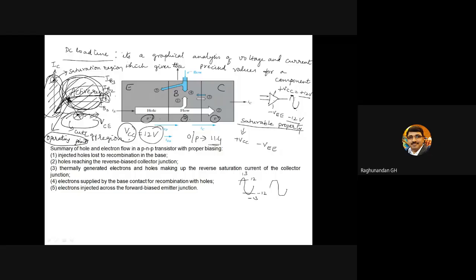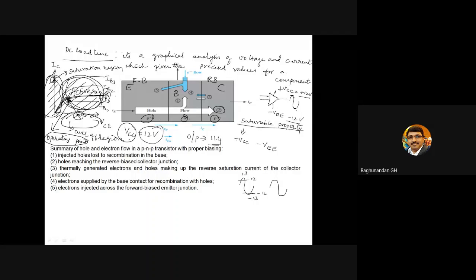So when they are going to recombine, that is the first step, we are going to lose some amount of holes. The holes reaching the reverse bias collector junction, so the remaining holes are going to reach. This is the second step. Now what happens here, since the output circuit is reverse biased and the input circuit is forward biased.